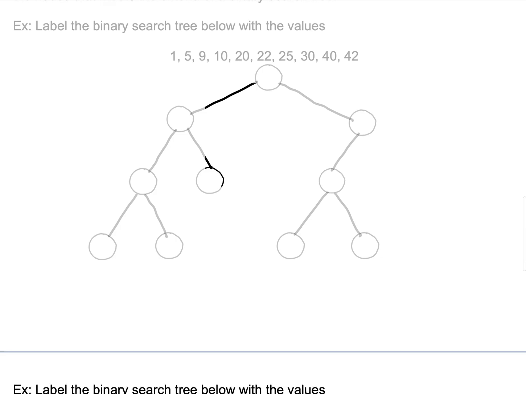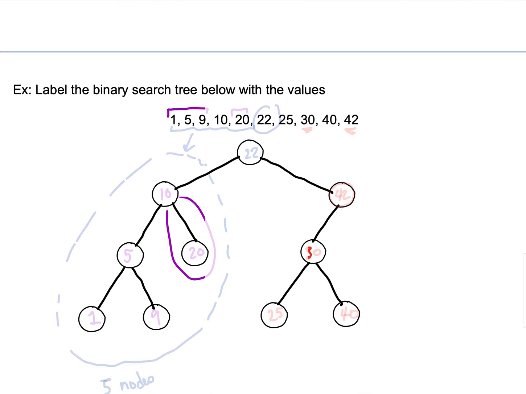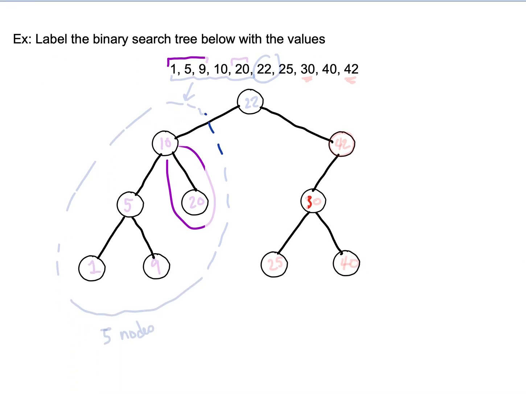Okay, let's label the nodes of this binary search tree. So first of all, we see that in the left subtree of the root node, there are 5 nodes or 5 vertices over here. So the first 5 values, 1, 2, 3, 4, 5, must all go in that left subtree. And that tells us that the root node is going to be the value 22. So 22 is going to be the root node.